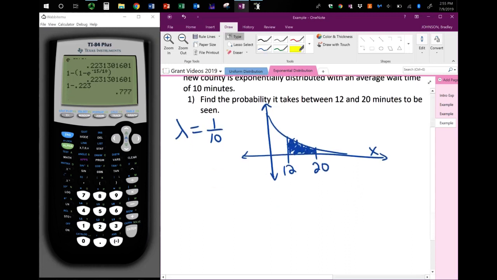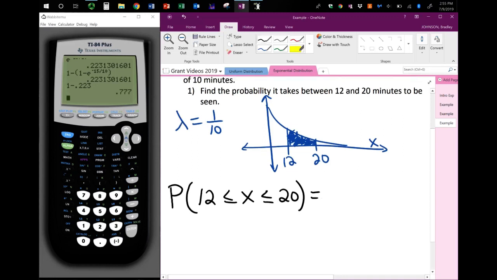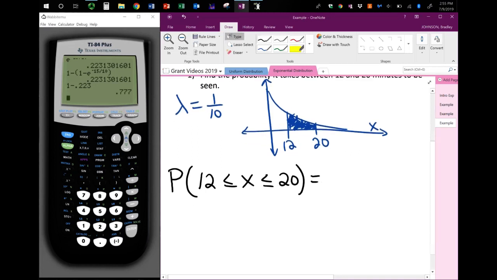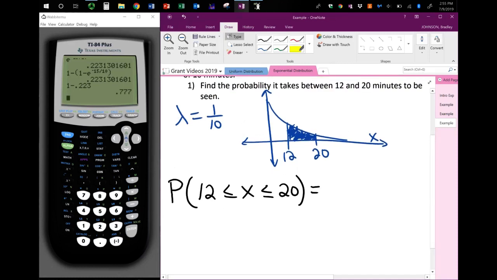Now, this one's a little bit different. Now imagine here's our probability notation, and I'm going to draw a couple more pictures. So we want to be between, so the x is between 12 and 20. So it's written a little bit different, but not too much different. Okay. If you think about it, we have 20 and 12. Now our formula always reads to the left.